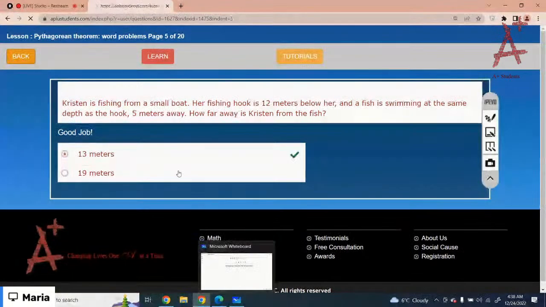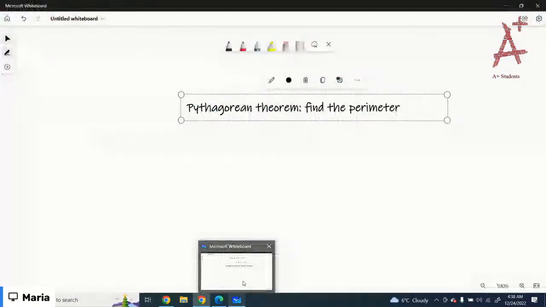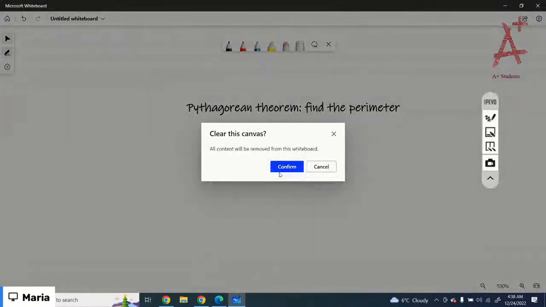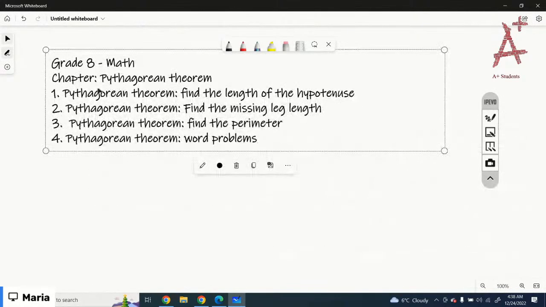Okay, you can complete the lesson by yourself later today. So here is the list of the lessons we have covered today. They are from the chapter Pythagorean theorem, grade 8 maths. The lessons we did are Pythagorean theorem, find the length of the hypotenuse; Pythagorean theorem, find the missing leg length; Pythagorean theorem, find the perimeter; and Pythagorean theorem, word problems. Got it? Please make sure before the next session you complete all the test questions if you have any.